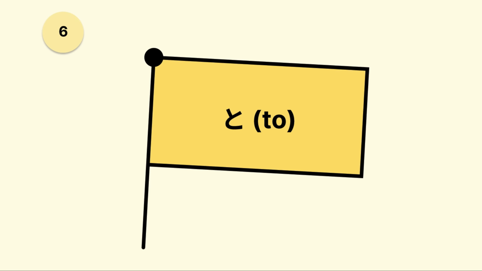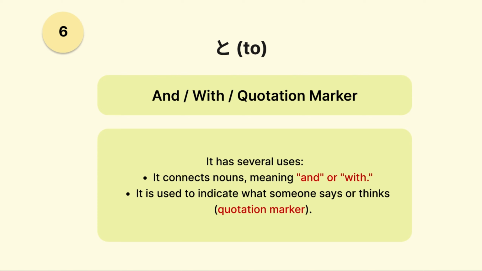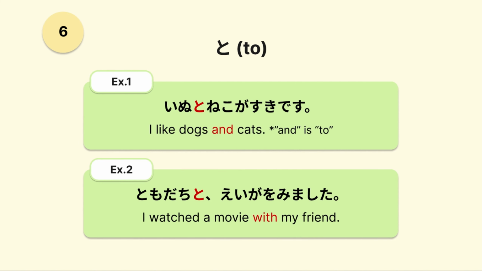Number 6. と is and, with, or quotation marker. To has several uses. First one, to connects nouns meaning and or with. Or to is used to indicate what someone says or thinks, which is quotation marker. For example, 犬と猫が好きです。I like dogs and cats. And is と。Example 2. 友達と映画を見ました。I watched a movie with my friend. With is と in Japanese.